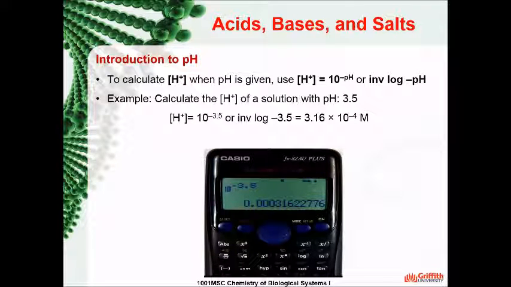Hydrogen ion concentration is equal to 10 to the minus 3.5, or inverse log of minus 3.5, which equals 3.16 times 10 to the minus 4 molar. If you look at your calculator, you should get a similar picture. If we apply the rule of significant figures, we have 1 decimal place in the pH number, so we should have 1 significant figure.